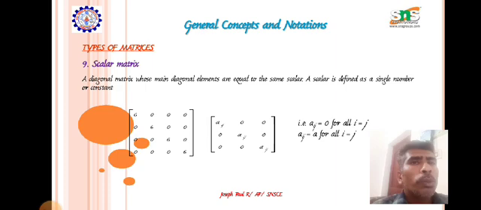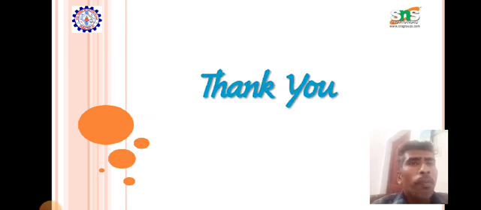Now we come across the scalar matrix. What is a scalar matrix? The main diagonal elements are equal to the same scalar value. Its meaning is that the diagonal elements are always the same, other than one, whatever it may be. A scalar matrix is defined by a single number or a constant number.